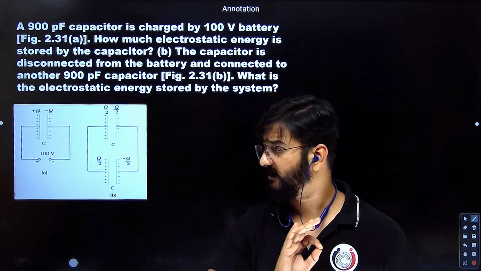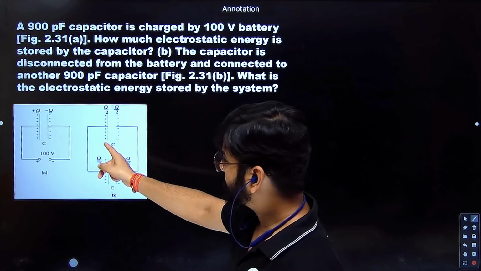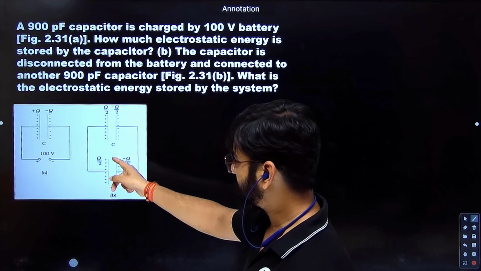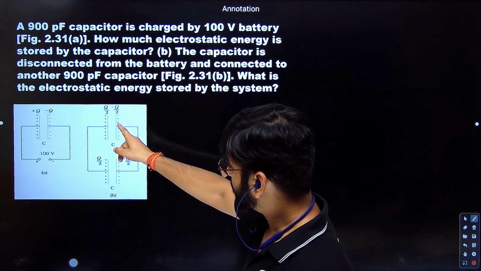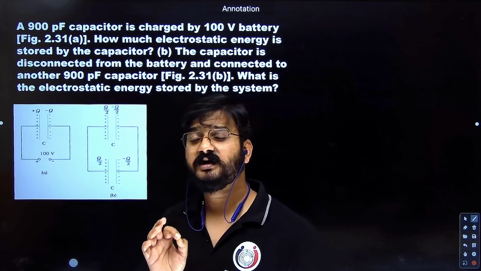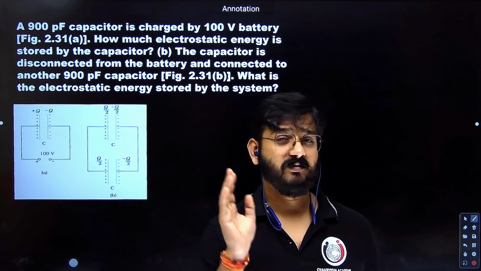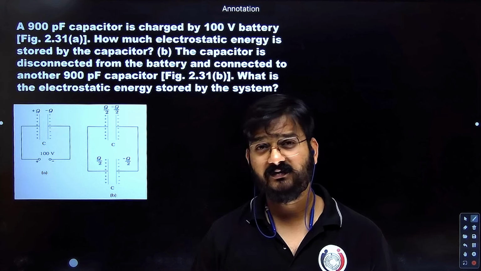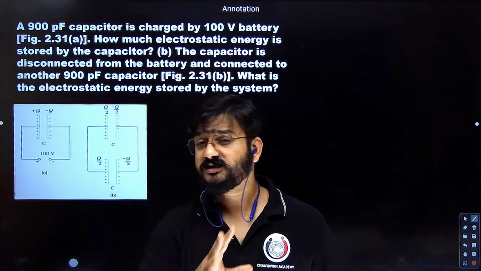Just observe one simple thing. The positive terminal of this capacitor is connected to the positive of the second capacitor. The negative terminal is connected to the negative of the second capacitor. So this kind of connection is basically parallel: positive to positive, negative to negative.